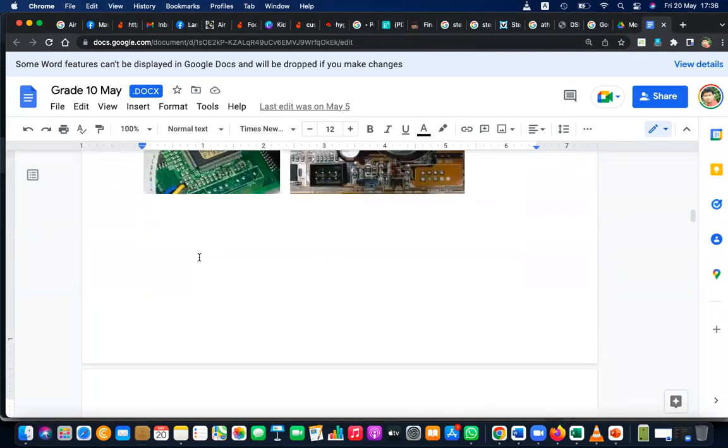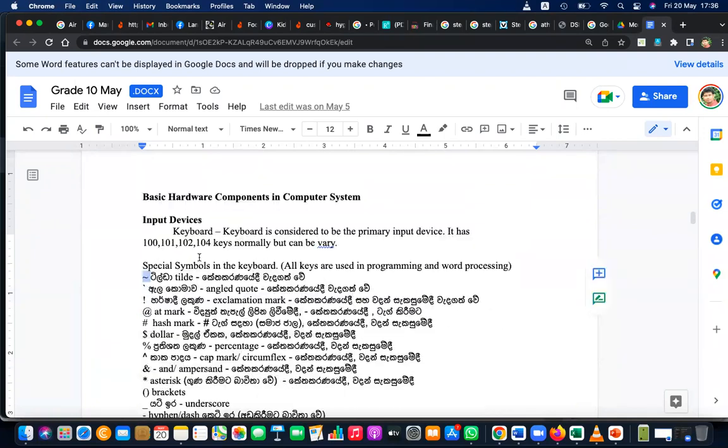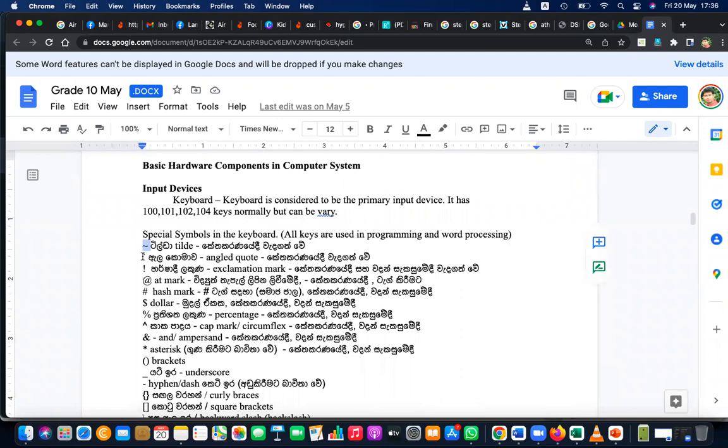This key, I think you have seen, is in the top corner, below the ESC, escape key. The tilde mark and this angle quotation are both in the same key. That is also useful in programming, right? This angle quotation is also useful in programming.